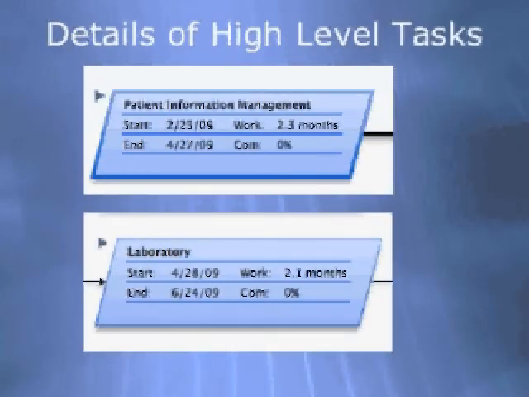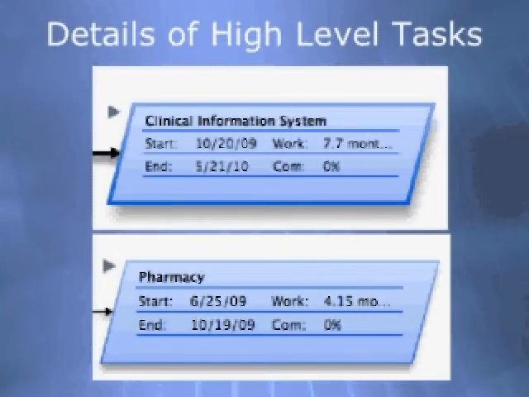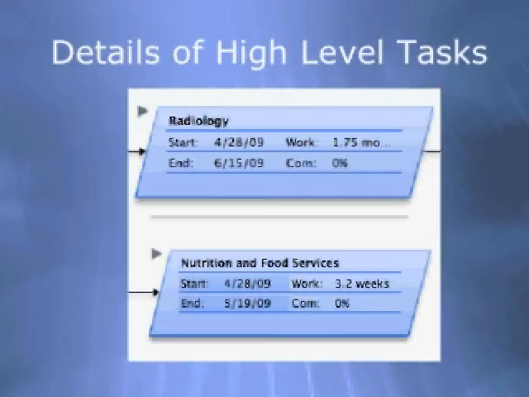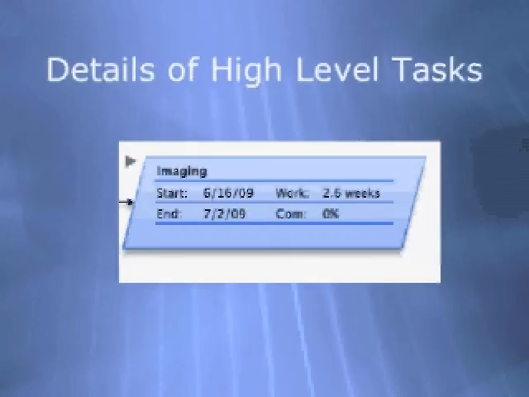Here are enlarged versions of each high-level task. They have been enlarged so you can clearly see the titles and lengths of time for each major task. Here are the high-level tasks of patient information management and laboratory. Here are the high-level tasks of clinical information system and pharmacy. Here are the high-level tasks of radiology and nutrition and food services. And here is the high-level task of imaging.